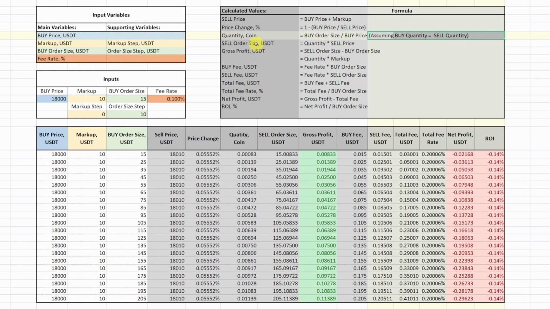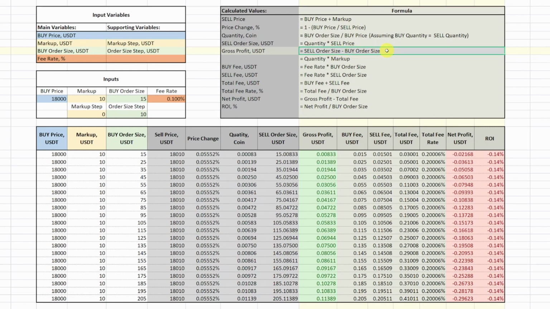Next, the sell order size. It is how much USDT we are getting back for selling the whole quantity of coins at the marked up price. The gross profit is the additional USDTs we are getting from the trade before fees kick in. It can be calculated in two ways with the same results.